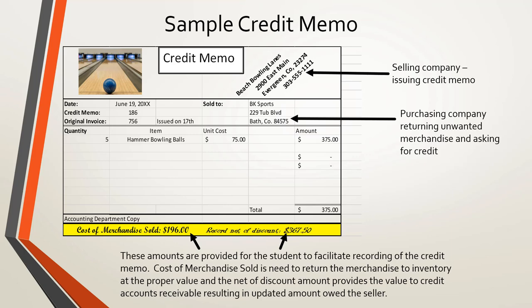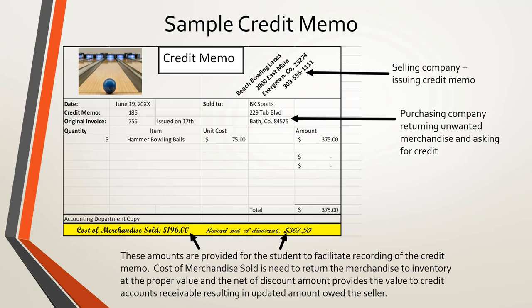And so this is the credit memo saying we've received these 5 bowling balls back and you no longer owe us some money. There's notations at the bottom of this for student purposes that because there was a discount available on this sale, the $375 has been discounted to $367.50, and that should be the amount that we record when we journalize this credit memo. $367.50 is no longer owed by BK Sports. The other note here is on the left at the bottom in the yellow line shows that those 5 bowling balls cost us $196, and so when we return them to our inventory, we need to make sure that we value them at $196.